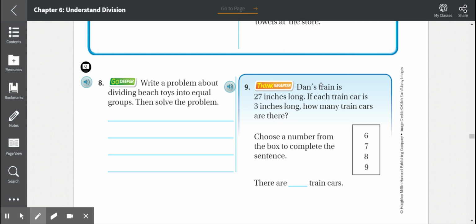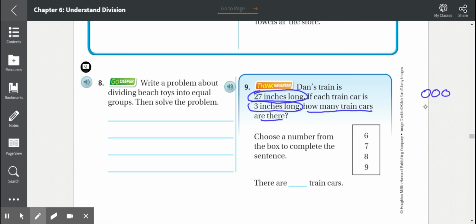Okay, let's go back to the problem. Dan's train is 27 inches long. If each train car is 3 inches long, how many train cars are there? So we're missing a number. We want to do groups of 3 until we get to 27. So we're going to count groups of 3 to 27.